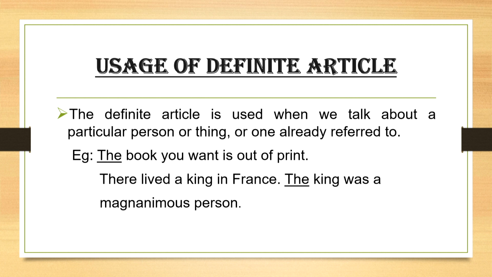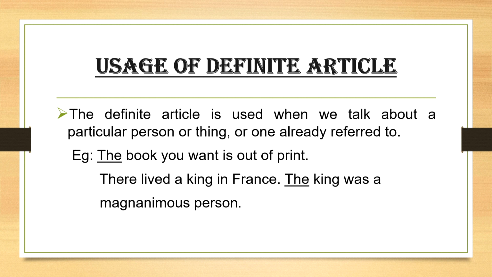Now, moving on, we will discuss usage of definite article. Here are some of the uses of definite articles. First, the definite article is used when we talk about a particular person or thing or one already referred to. For example, the book you want is out of print. Which book? The one you want. Here we are talking about a particular book.